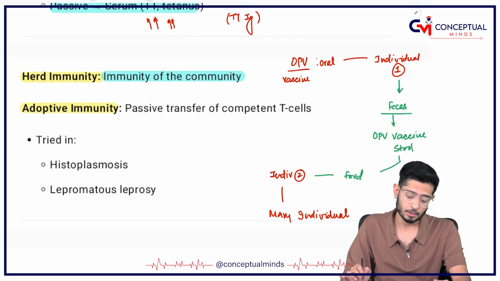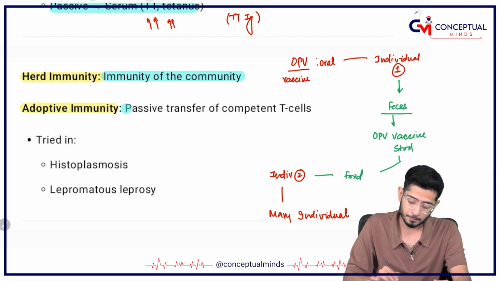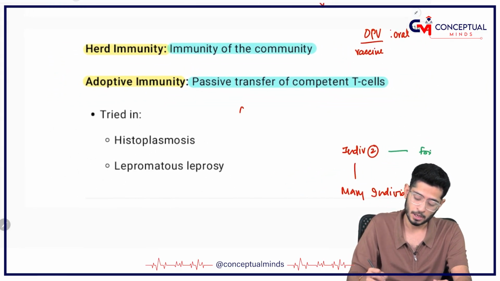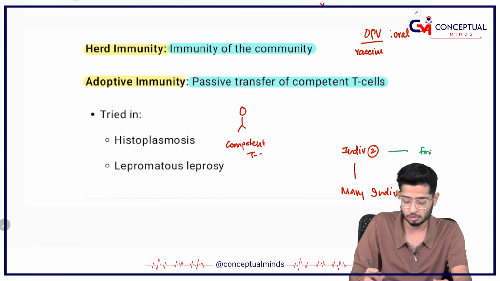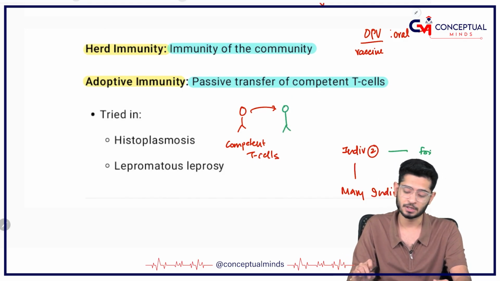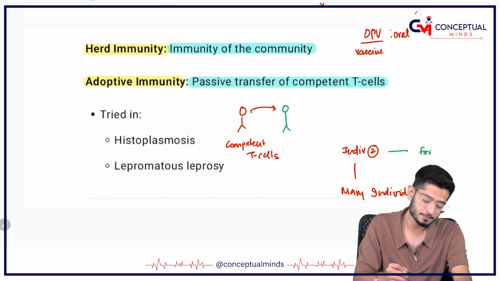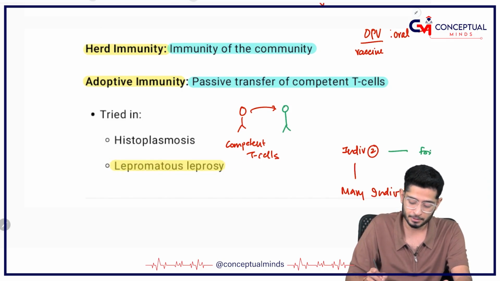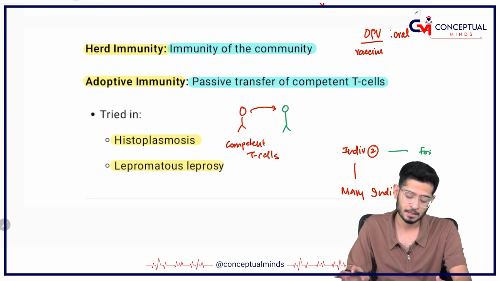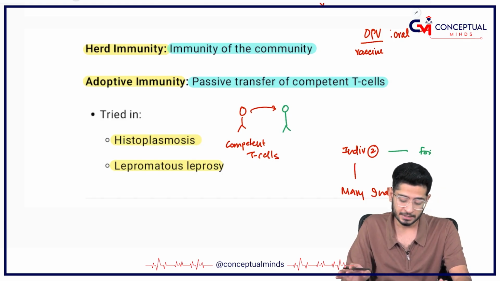Next, if we talk about adoptive immunity, it means passive transfer of competent T cells. That means, for example, one person has competent T cells. You take those competent T cells and give them to another individual. That is passively transferring the competent T cells, which has been tried in 2 diseases, leprosy and histoplasmosis. So in histoplasmosis and leprosy, we have taken care of adoptive immunity also.